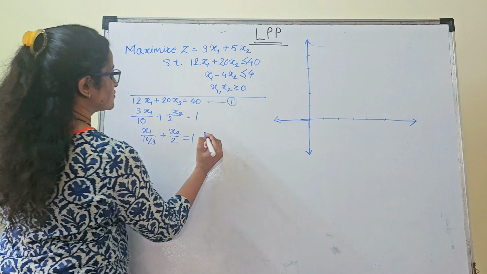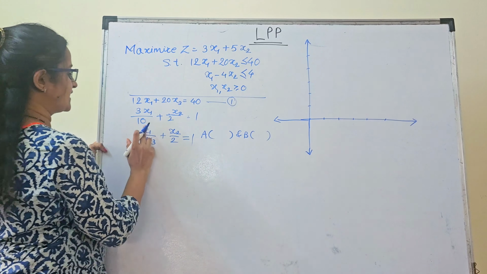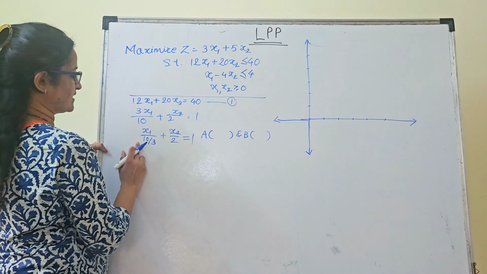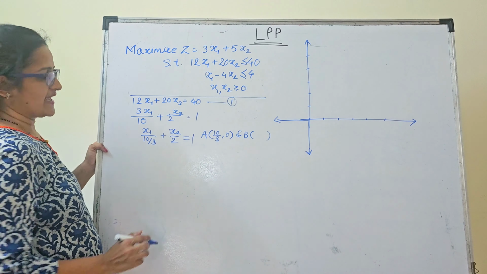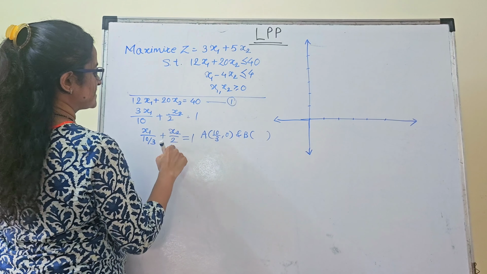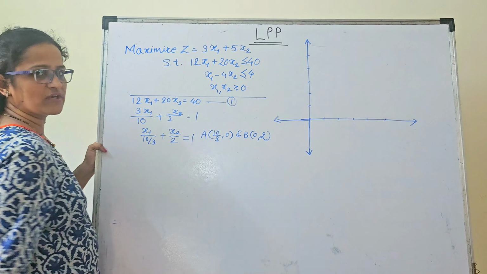Sure? Okay. So this gives me the two coordinates A and B. What is coordinate A? That is nothing but this x1, this is 10 by 3 on the x-axis, and then 0 on the y-axis, and this is what? This is x2. Correct? So this is 2 on the y-axis and 0 on the x-axis.